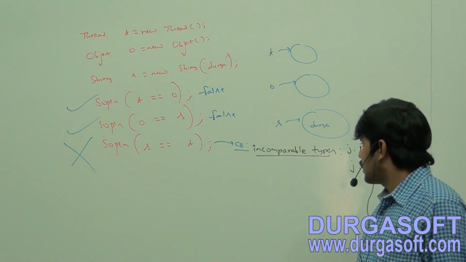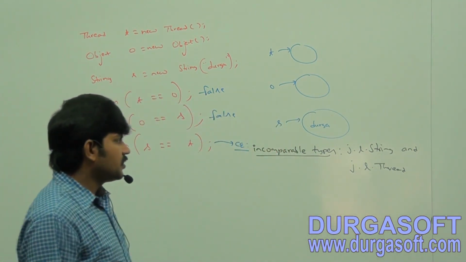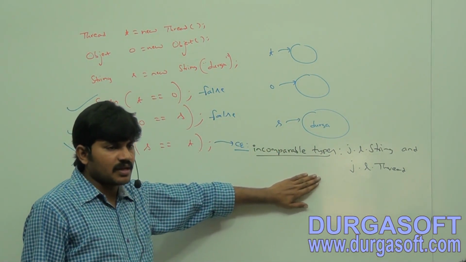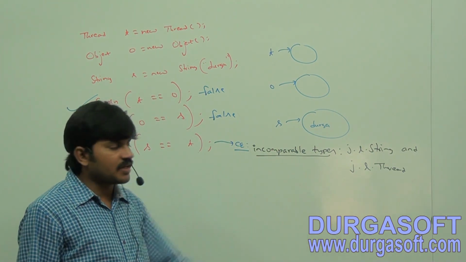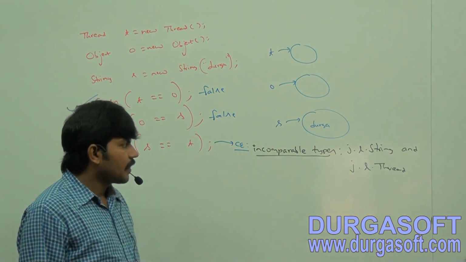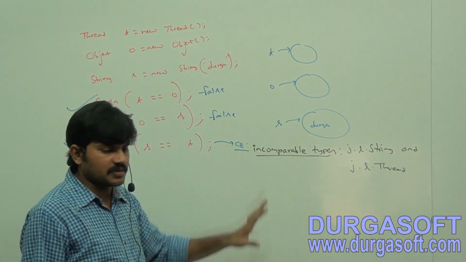Java.lang.String and java.lang.Thread are incomparable types. Java.lang.String and java.lang.Thread, incomparable types, that's all.